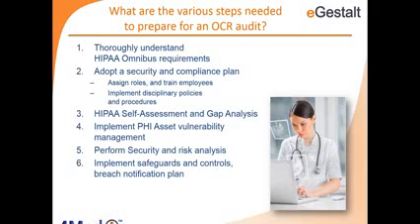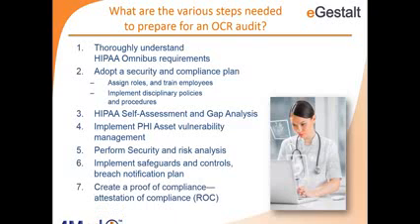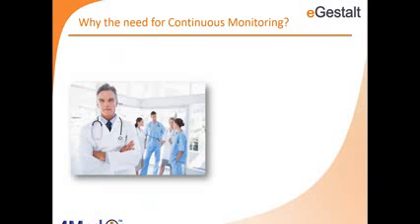And once you understand the gaps and the relative prioritization, the next step is to put together safeguards and controls to fix the problems that are found, and put together a breach notification plan if you don't have one. And once you've fixed all the gaps and remediation, then you can generate what is called a proof of compliance or an attestation of compliance that shows the steps that you've taken towards meeting the HIPAA Omnibus requirements. And of course, this needs to be repeated to ensure that you are continuously in compliance.